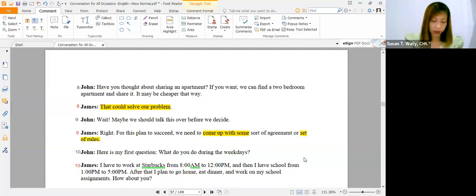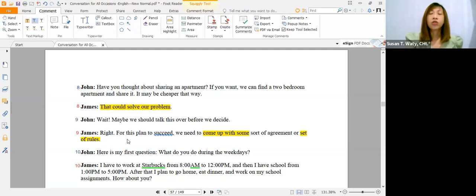Number 9 of James, guys. All right. For this plan to succeed, okay, succeed here is a passive, okay? So it's a verb passive, okay? Untuk agar rencana ini berhasil, begitu kira-kira bahasa Indonesianya, agar rencana ini berhasil.